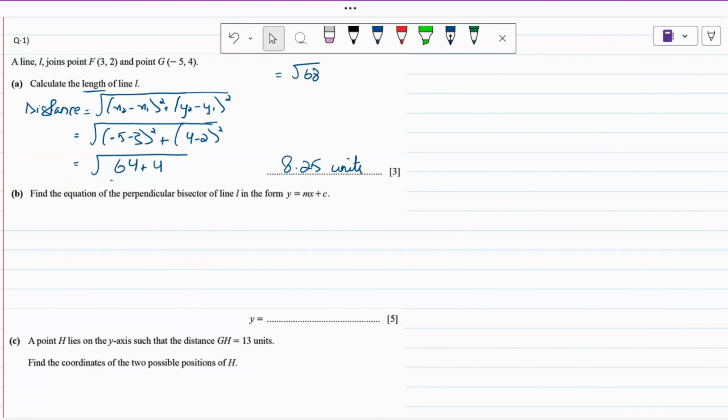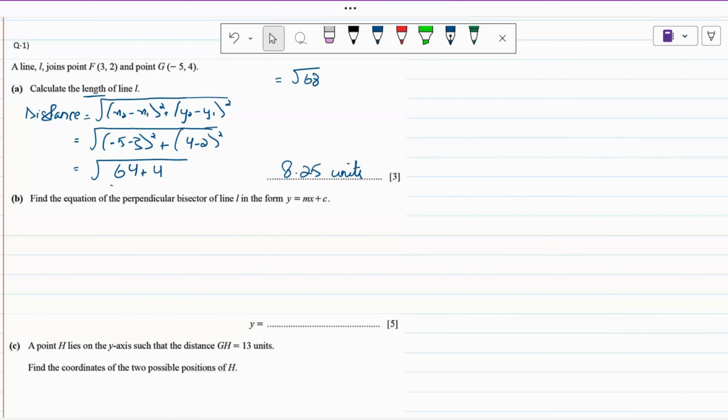Moving onwards, in part B, we have to find the equation of the perpendicular bisector of line L. That means we have a perpendicular bisector which is on the line L. Now we know that to find the perpendicular bisector, we just need to know two things. First, the midpoint of the 2 points given, and their gradient.